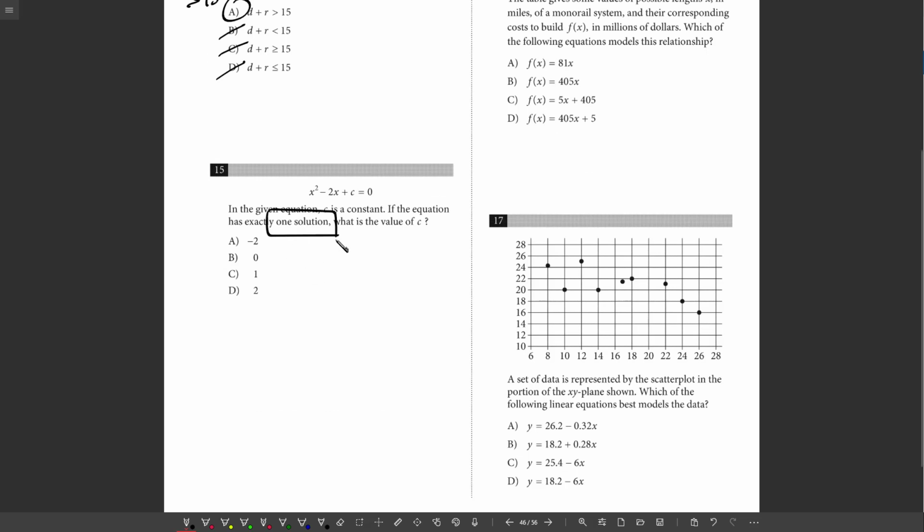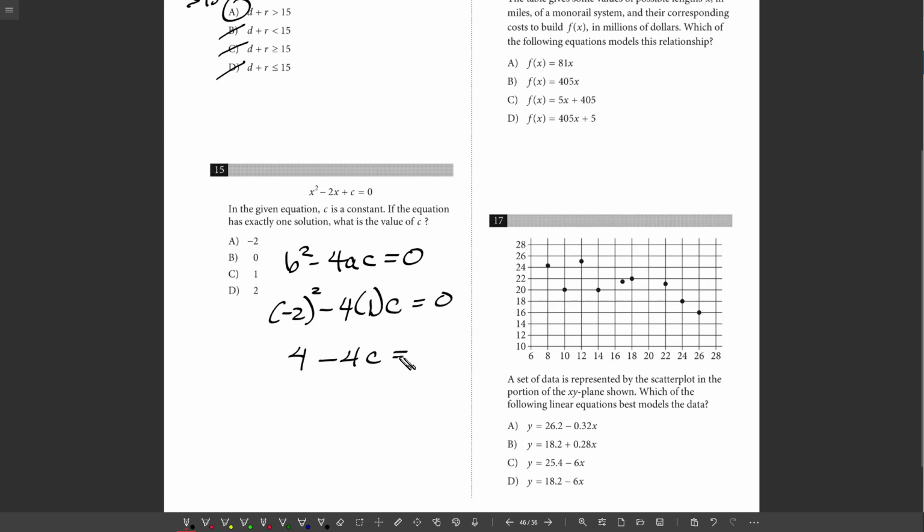And whenever you're dealing with a quadratic where what counts or what matters is the number and nature of solutions, the quickest way to do this is to use the discriminant. If this has one solution, what's the value of C? That's when the discriminant, b squared minus 4ac, equals 0. That's when it has one solution. So let's plug in our values. So b is -2, a is 1, and c is just c. And so now I have an equation I can solve. 4 minus 4c equals 0. Solve that, we get c equals 1.